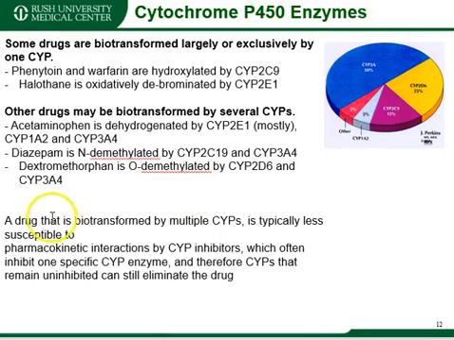All right. So what does this mean clinically? Take a step back. A drug that's biotransformed by multiple CYP enzymes is usually less susceptible to pharmacokinetic interactions by CYP inhibitors, which often render one specific CYP enzyme inactive. Therefore, CYPs that remain uninhibited can still eliminate the drug. So all this really says is that if you've got one drug being biotransformed by 5 different CYP enzymes, the likelihood of a major drug-drug interaction typically gets diminished.